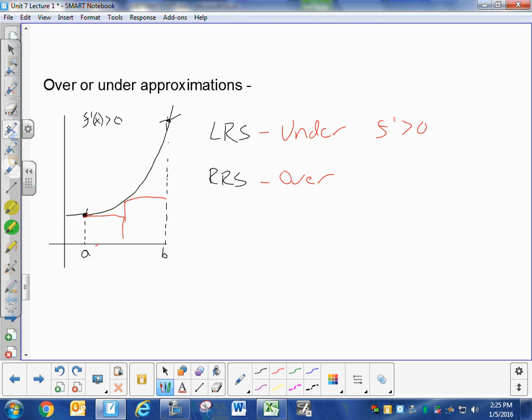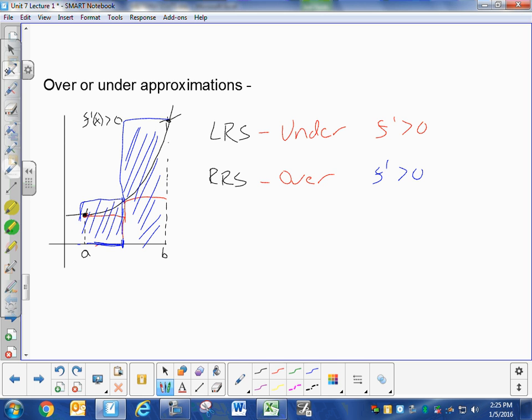You can see that by drawing, if this is my subinterval from a to that value, here would be my first rectangle, which would be over the actual. Here would be my second one. And it does not matter if we are concave up or concave down. We are going to be over.